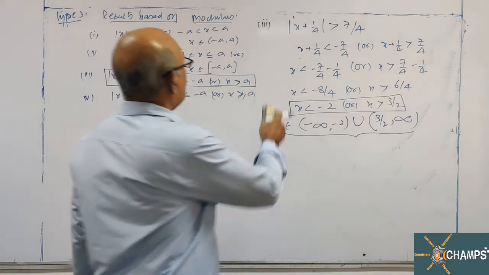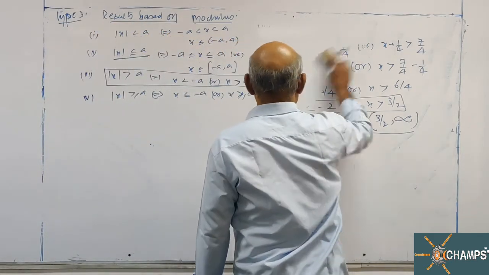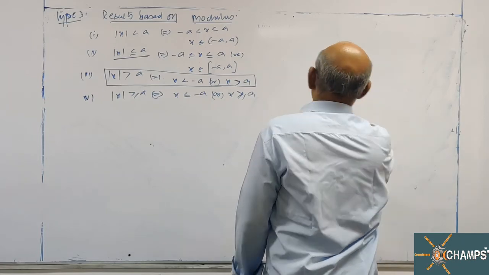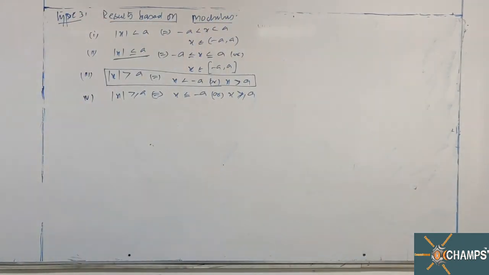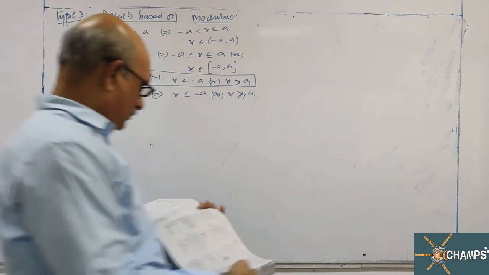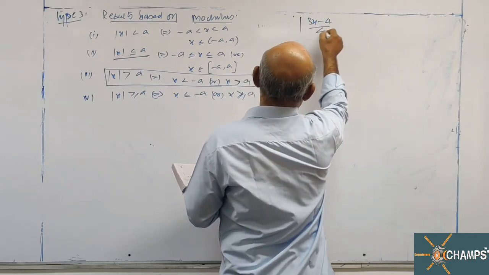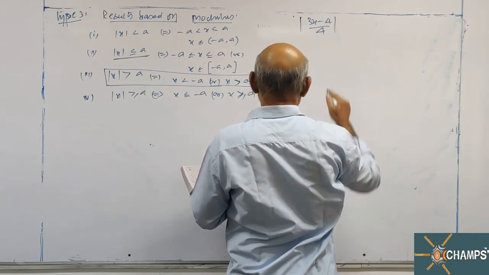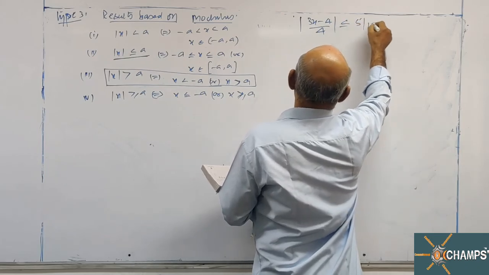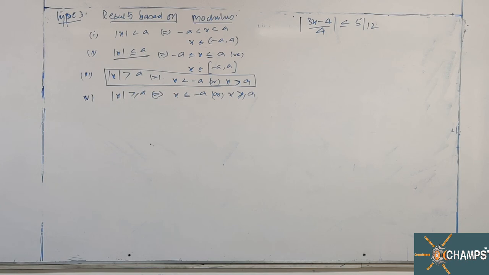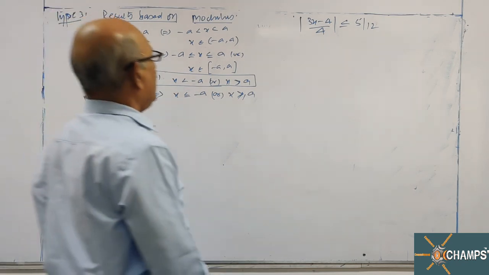Now let us see the last problem for this mathematical model of inequality. This is one category of problems you can say. Modulus of 3x minus 4 divided by 4 is less than or equal to 5 by 12.